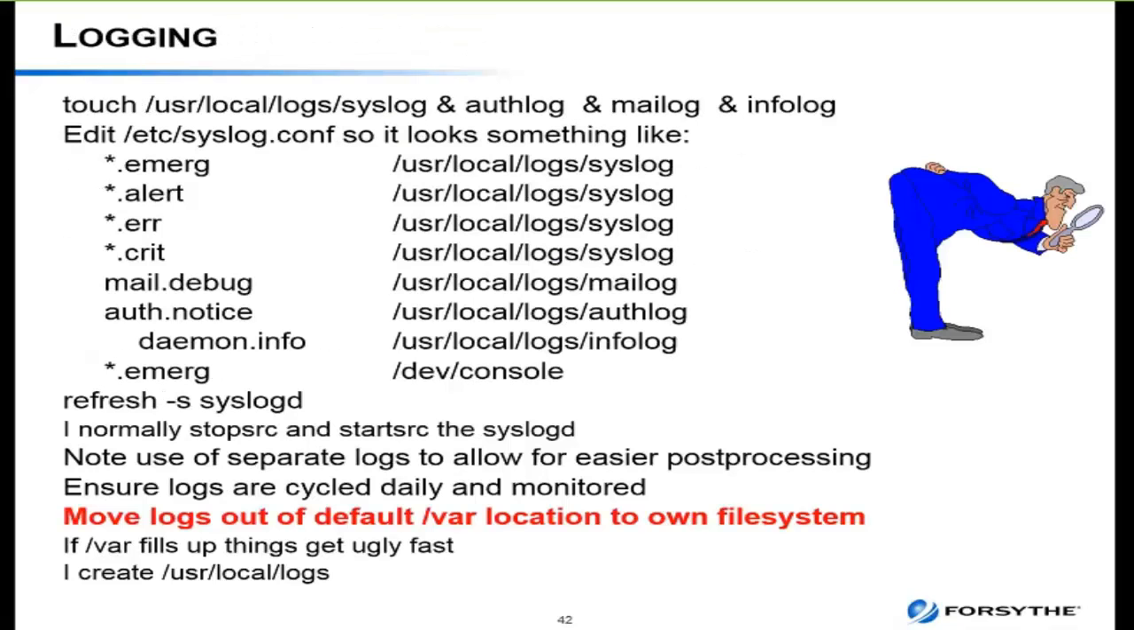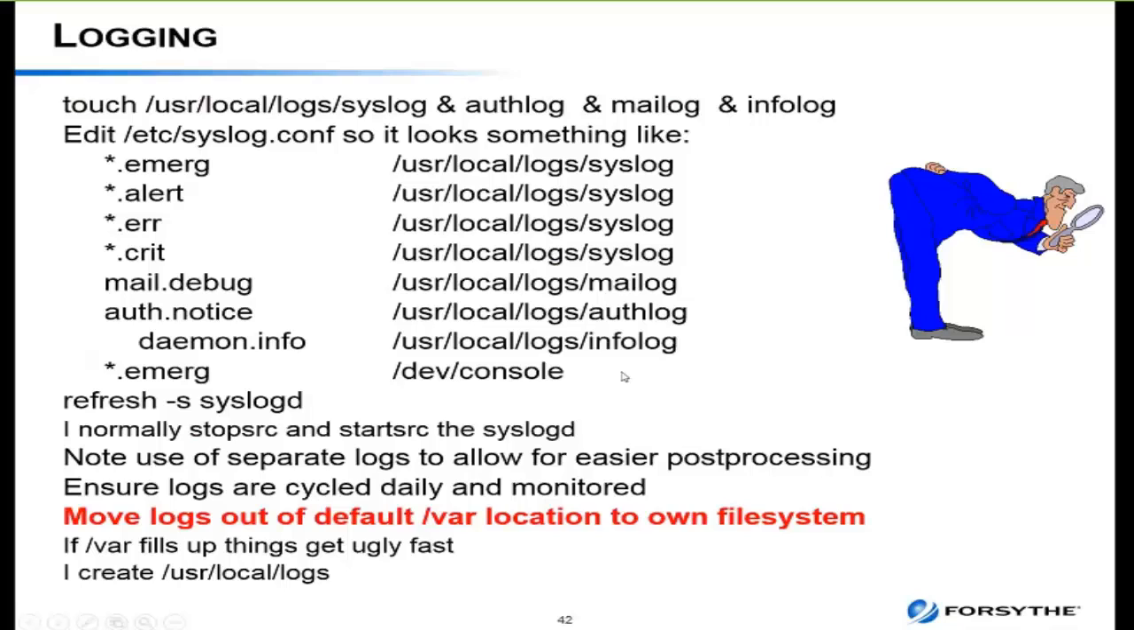So here's an example of a logging setup. Here I touch the actual logs, and I have 4 of them. Emergency, alert, errors and crits are all going to syslog. Mail.debug goes to its own log. Auth.notice goes to the auth log, so that's my logins. Daemon.info, if you remember, is where I put all the TCP wrapper stuff. I put it to its own log.